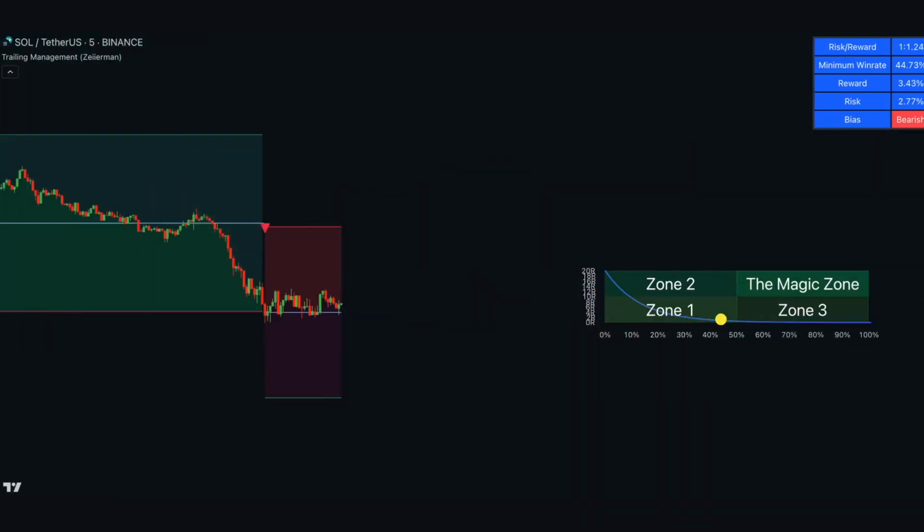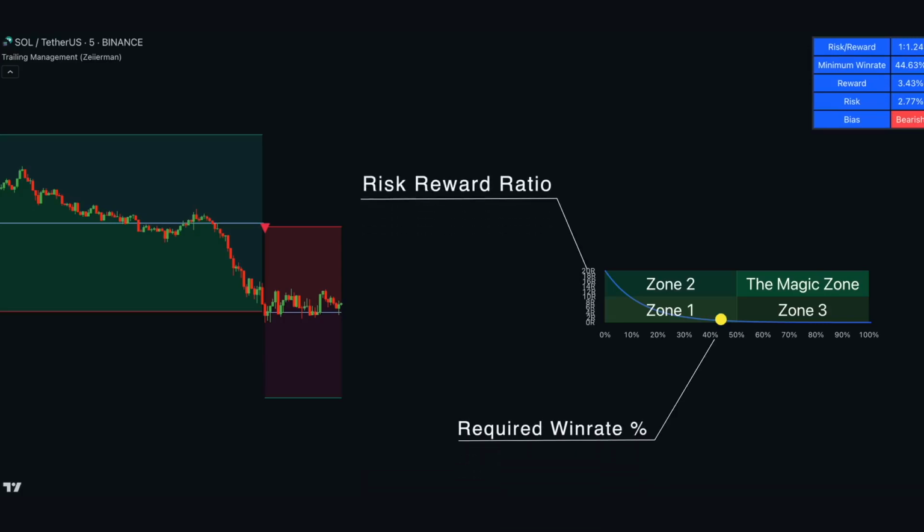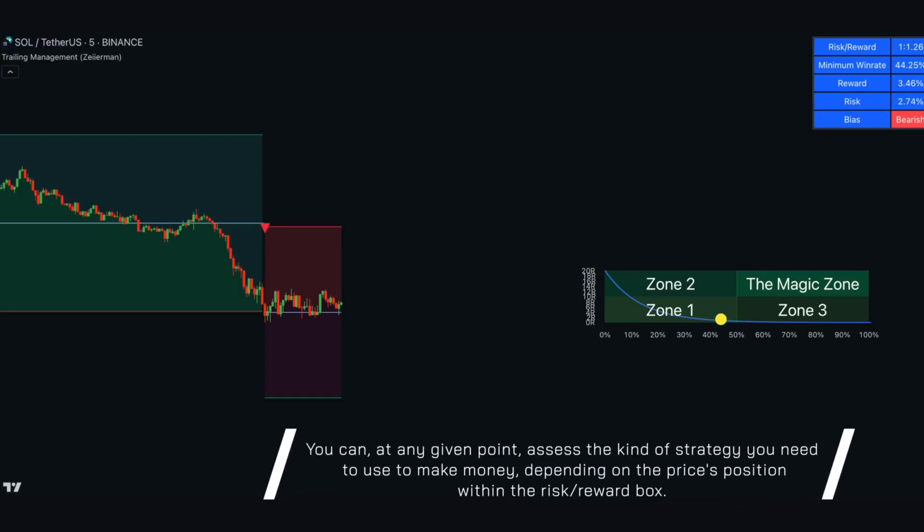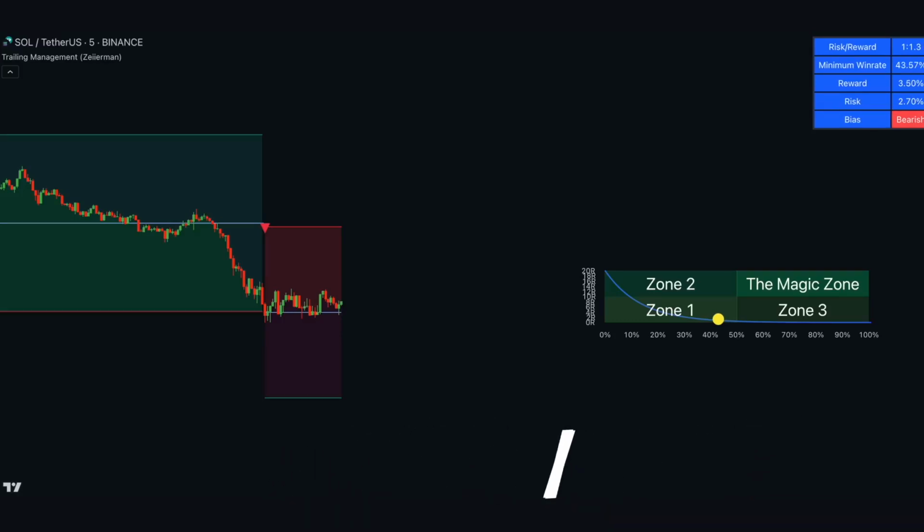This powerful indicator integrates a break-even curve feature to enhance its utility in trailing stop management and risk-reward optimization. The break-even curve illuminates the precise point at which a trade neither gains nor loses value, offering clarity on the risk-reward landscape. Furthermore, this precise point is calculated based on the required win rate and the risk-reward ratio. This calculation aids you in understanding the type of strategy you need to employ at any given time to be profitable. In other words, you can, at any given point, assess the kind of strategy you need to use to make money, depending on the price's position within the risk-reward box.